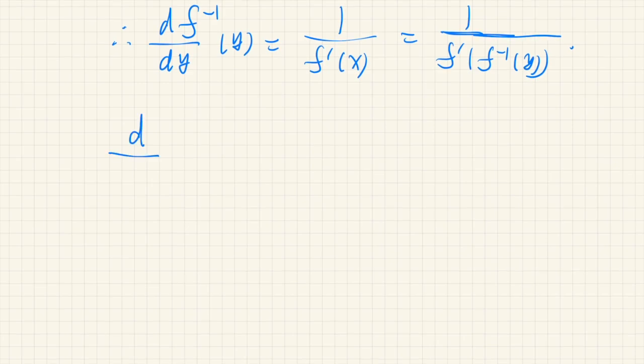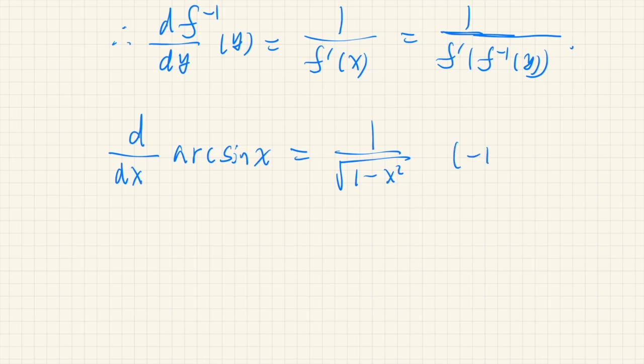Okay, let's see an example. So let's differentiate the arcsine function. So this should be equal to 1 over the square root of 1 minus x squared, where x is between -1 and 1. Okay, let's prove this.